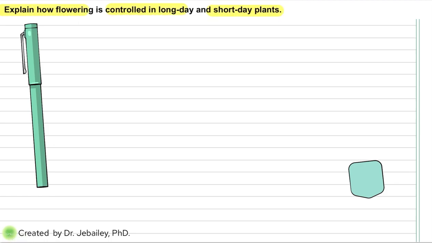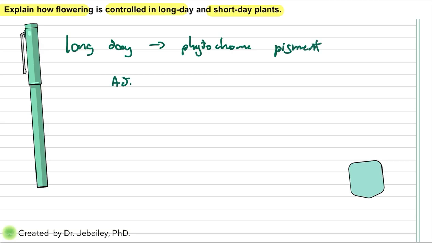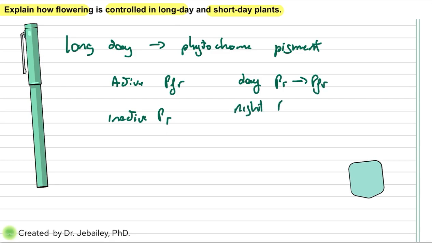Again, we're going to talk about the long day. The long day plants usually have this phytochrome. Now the phytochrome is basically a pigment, right? If this pigment is active, it's called PFR, and if it's inactive, then it's PR. During the day, PR is converted to PFR, and during the night, PFR is converted to PR. Now this is done very fast and this is very slow.